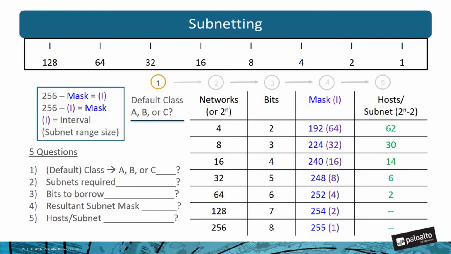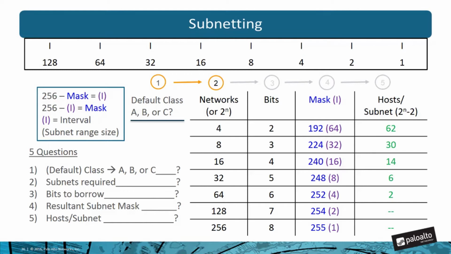You're going to see highlighted across the top each question being answered or addressed. So question number 1 then is, what is the default class that we're starting off with? In other words, is it a Class A network that we want to chop up, a Class B network, a Class C network? And so the next question is, how many subnets do we require from this, let's just say a Class B network? If we want to create 4 networks, we need to borrow 2 bits.